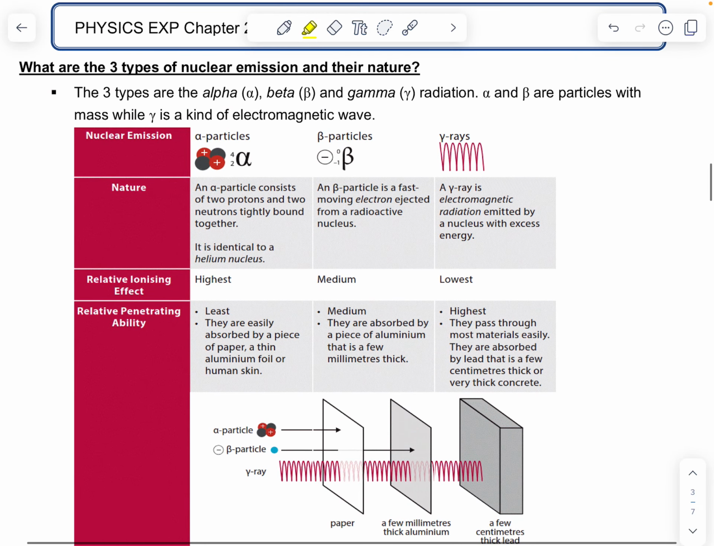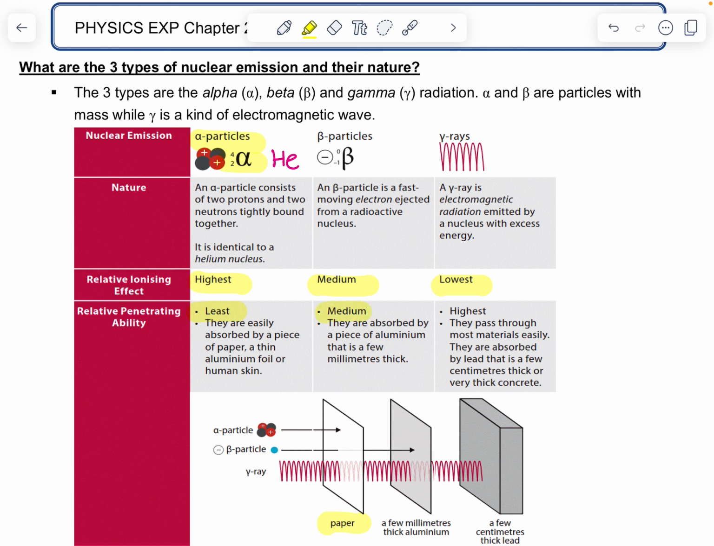3 types of nuclear emission: alpha, beta, and gamma. Let's look at alpha particles, which are also helium particles. Their ionizing effect is the highest, followed by beta particles, which is medium, and lowest in gamma rays. However, the ability to penetrate is the least for alpha. It's stopped merely by a piece of paper.